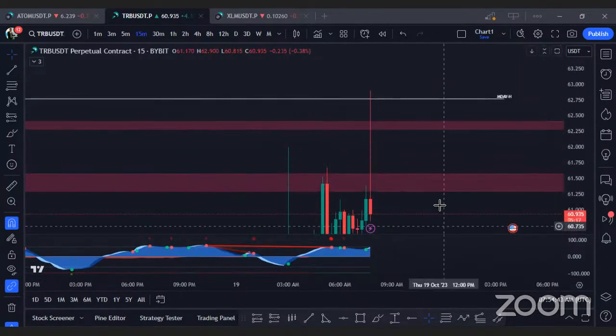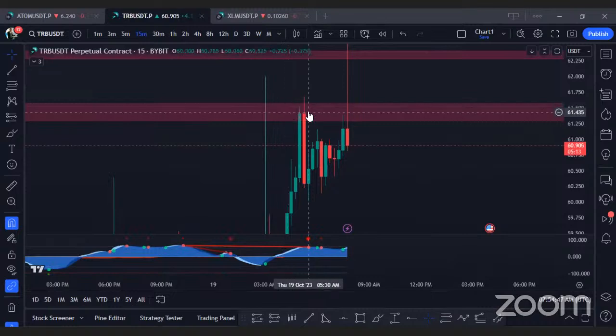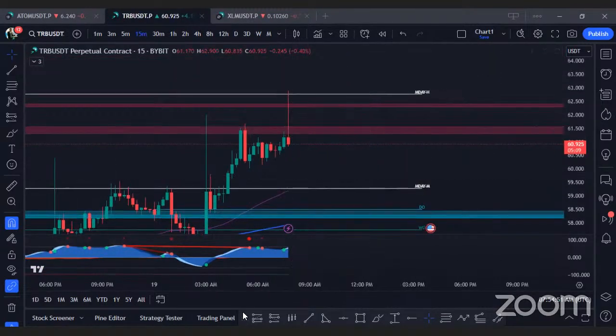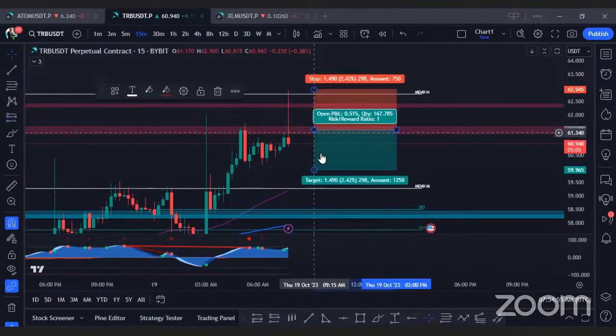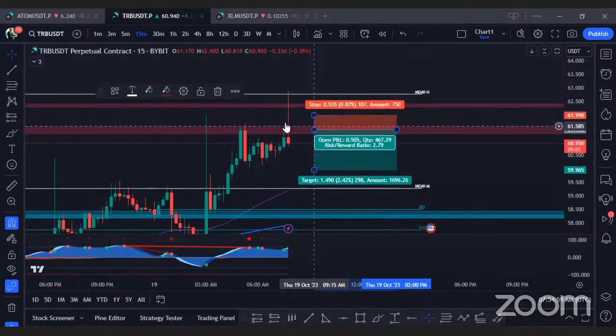If we're looking at this area as a resistance level, anything at that $61 level, I believe a lot of short trades were here. Somebody was looking at entering this trade here, and maybe they'll put their stop loss just slightly above that area. This would have hit your stop loss.